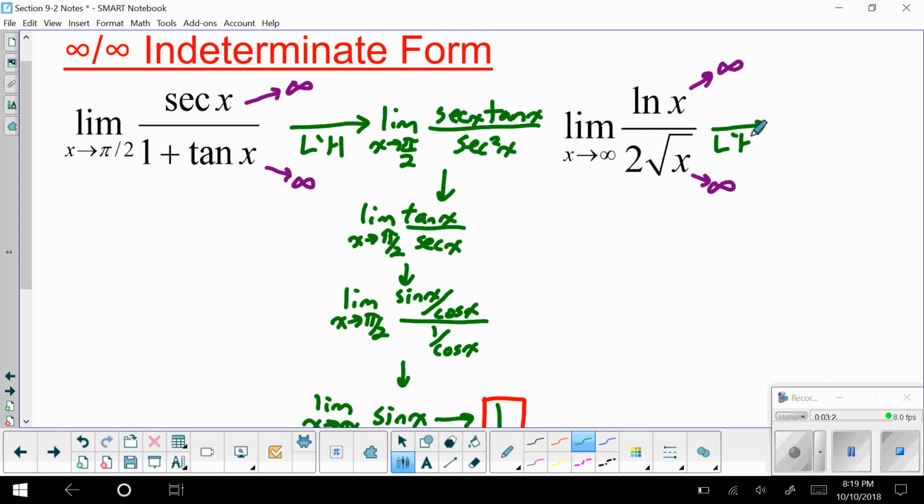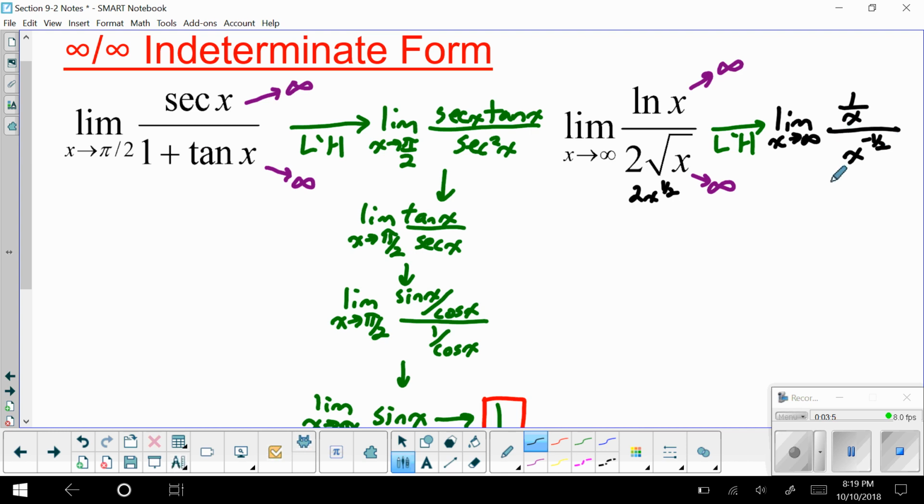So I indicate I'm using L'Hopital's rule. I still have not found the limit yet, so I have to rewrite the limit notation. Derivative of the top would be 1 over x. Derivative of the bottom, remember this is 2 times x to the 1/2. So I can use power rule, bring the 1/2 down, 2 times a half cancels and leaves just 1. Base stays the same, raised to the negative 1/2 power.